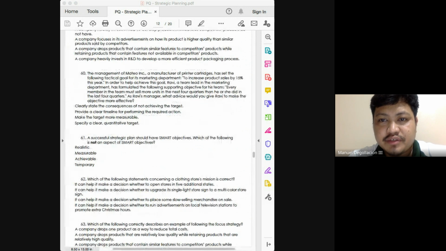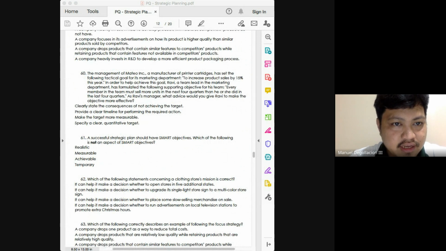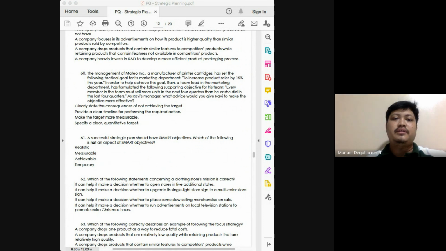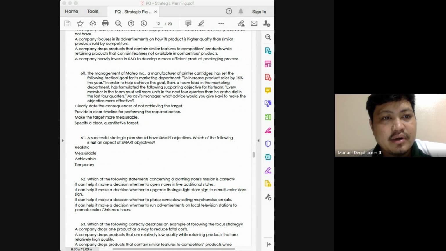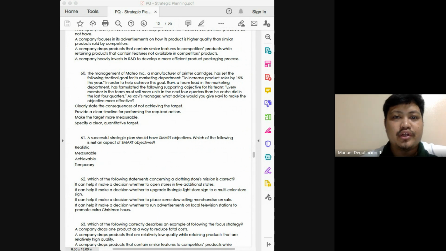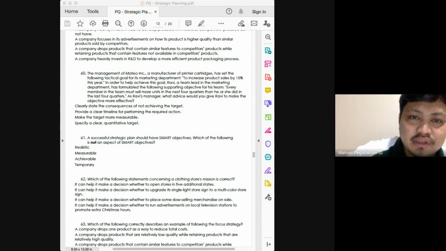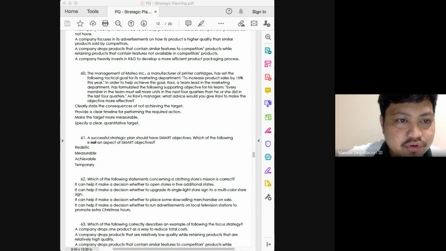Number 60, the management of Mateo Incorporated, the manufacturer of printer cartridges, has set the following tactical goal for its marketing department: to increase product sales by 15% this year. In order to help achieve this goal, Ravi, a team lead in the marketing department, has formulated the following supporting objective for his team: every member in the team must sell more units in the next 4 quarters than he or she did in the last 4 quarters. As the manager, what advice would you give Ravi to make the objective more effective?